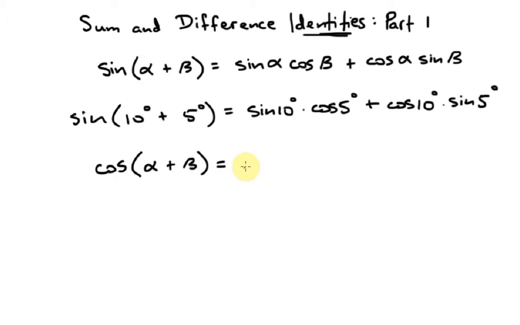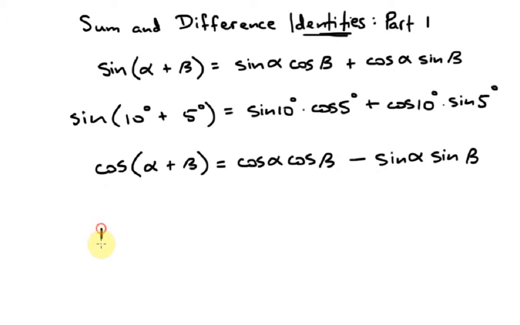Cosine, how do we break that one up? Well, cosine of the first angle, cosine of the second, minus, I know this is plus here, but it has to be minus over here, sine of the first times sine of the second. So yeah, a little bit unusual. It doesn't really follow the way sine did.